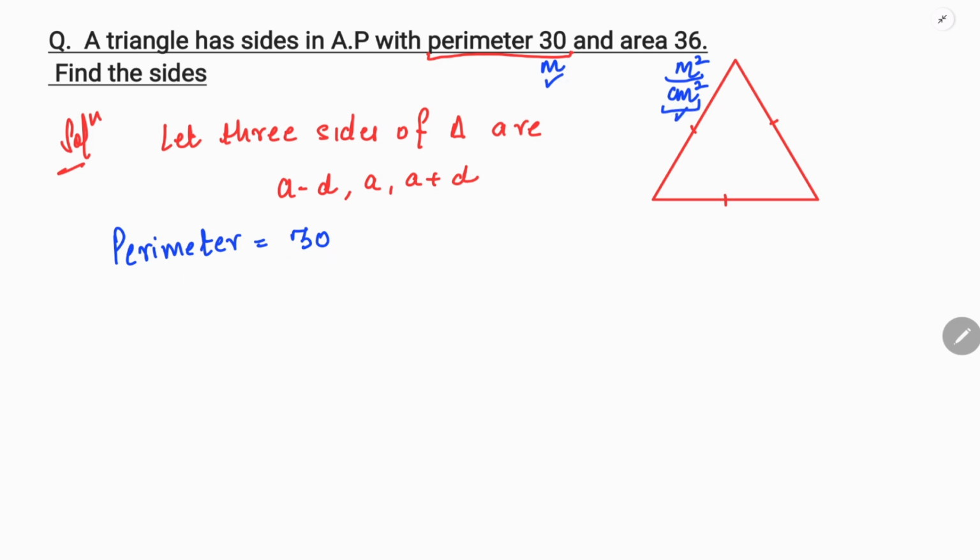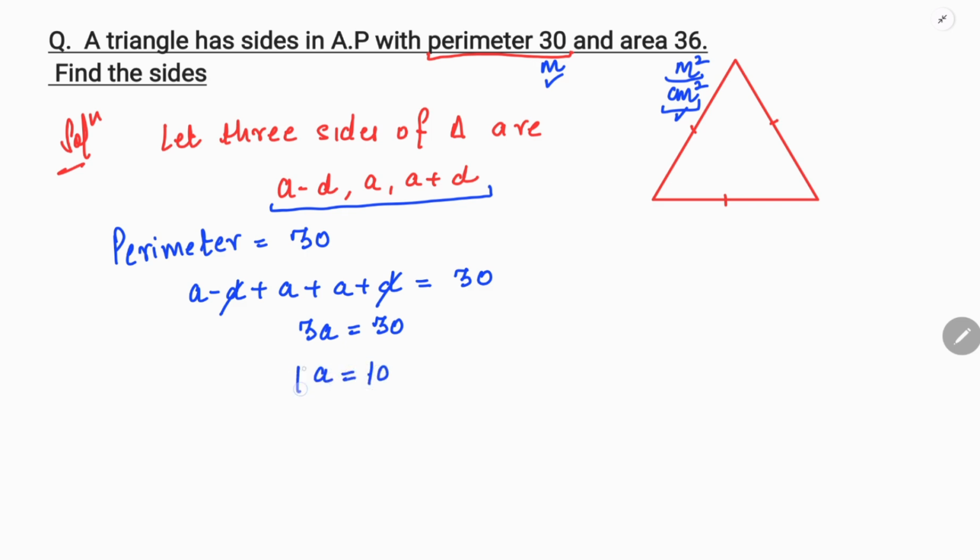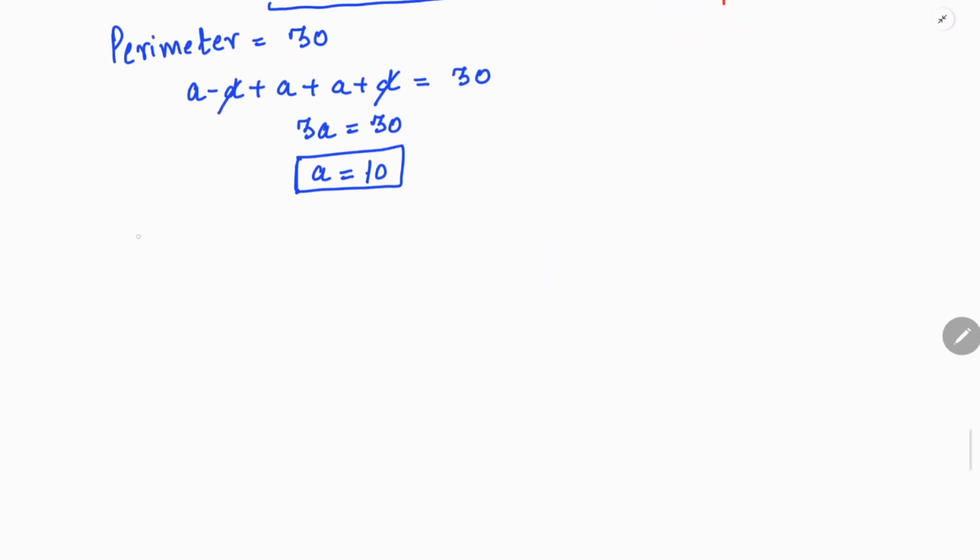So here we are given that the perimeter is 30. What is perimeter? Perimeter means we will have to add all the sides, and that is equal to 30, right? So when we add them, d and minus d will cancel out. 3a is equal to 30. That is why we took it like this. So a will be equal to 10, right? So now at least we know that our sides are 10 minus d, 10, and 10 plus d. And now our job is to find the value of d.